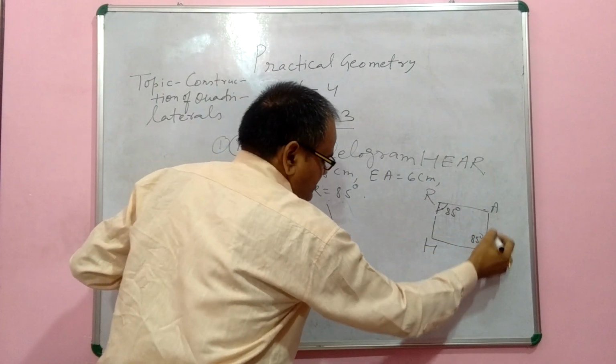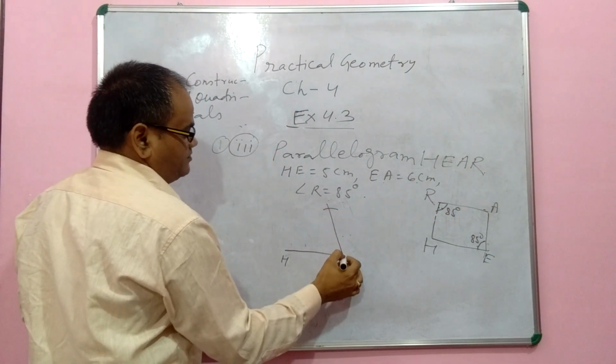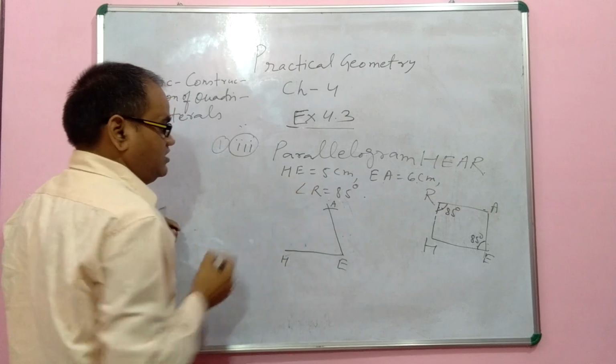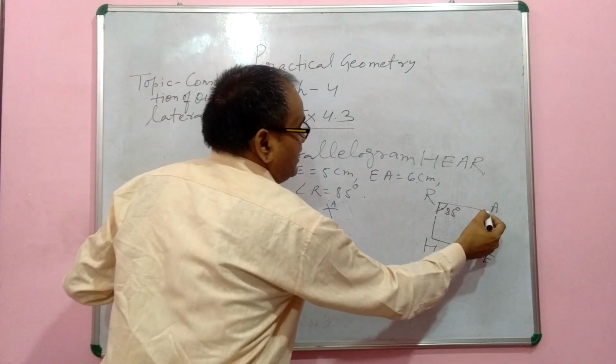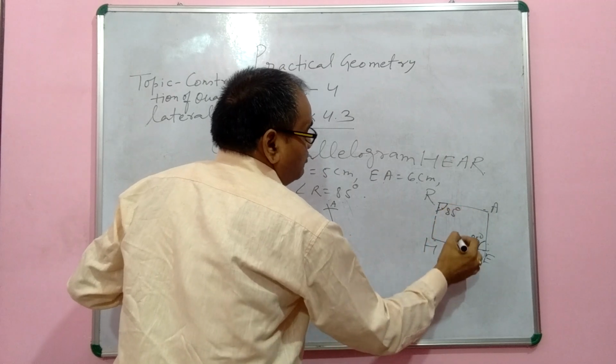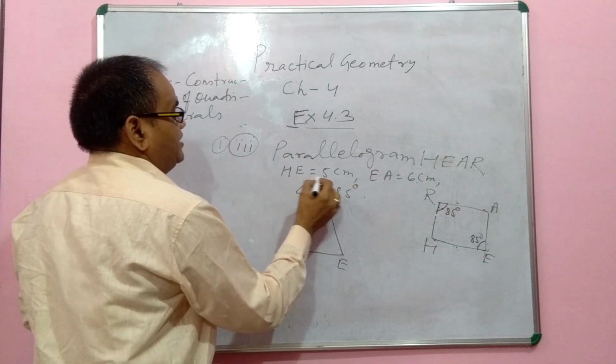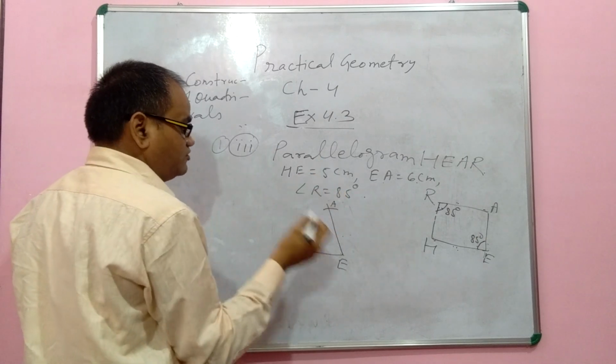Now what is this length? EA. EA equal to how much? 6 centimeter. Take EA. This is EA. Keep your compass here. EA equal to 6 centimeter. Now this is your AR. HE and AR are both equal. Why? Opposite sides of parallelogram are equal. Now AR equal to how much? HE equal to 5 centimeter. The AR is also 5 centimeter.